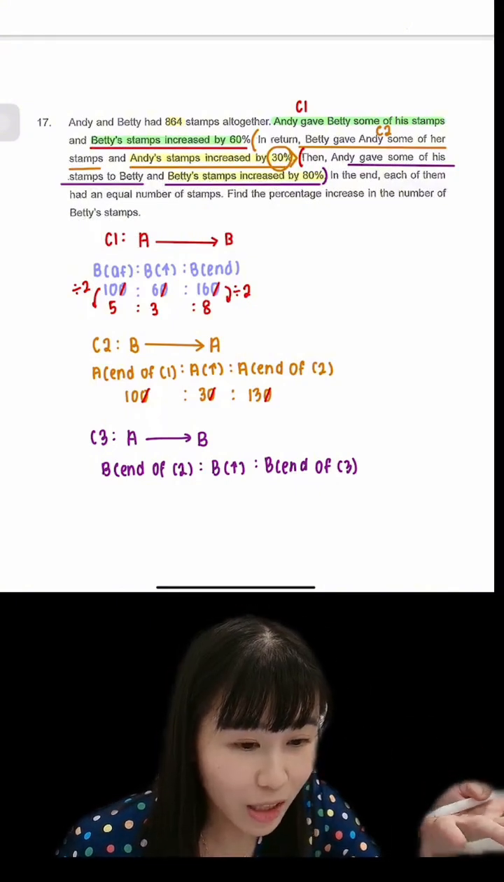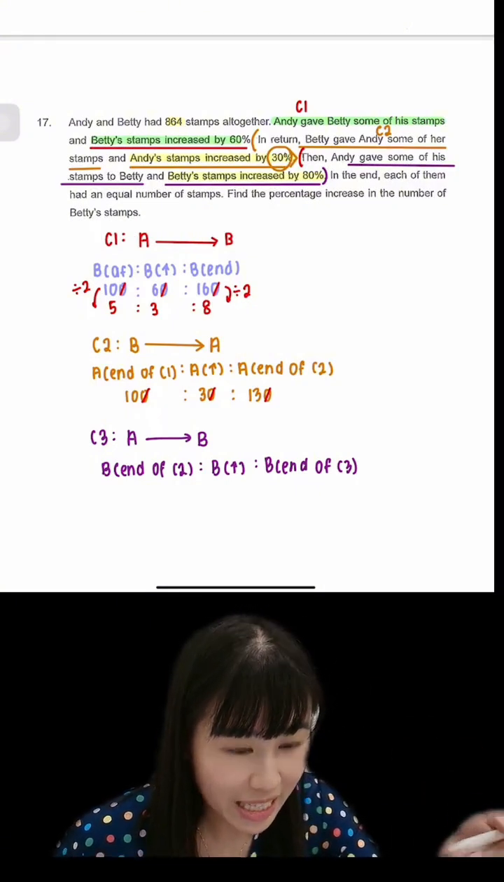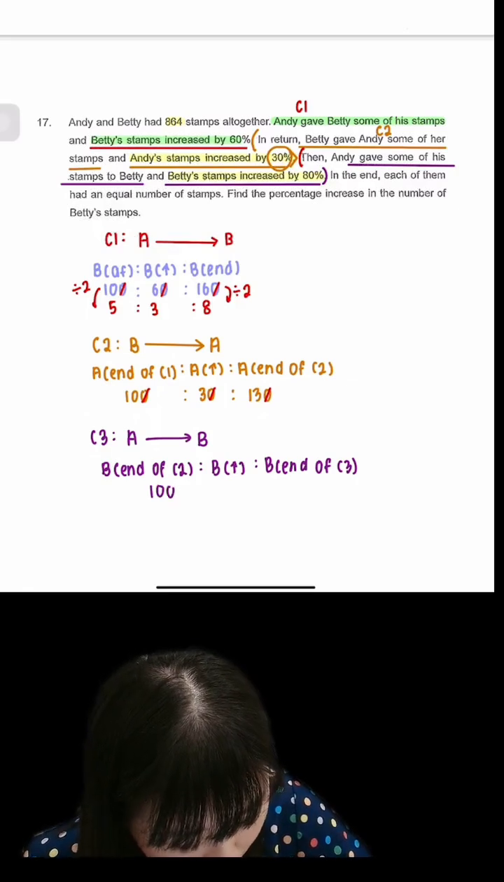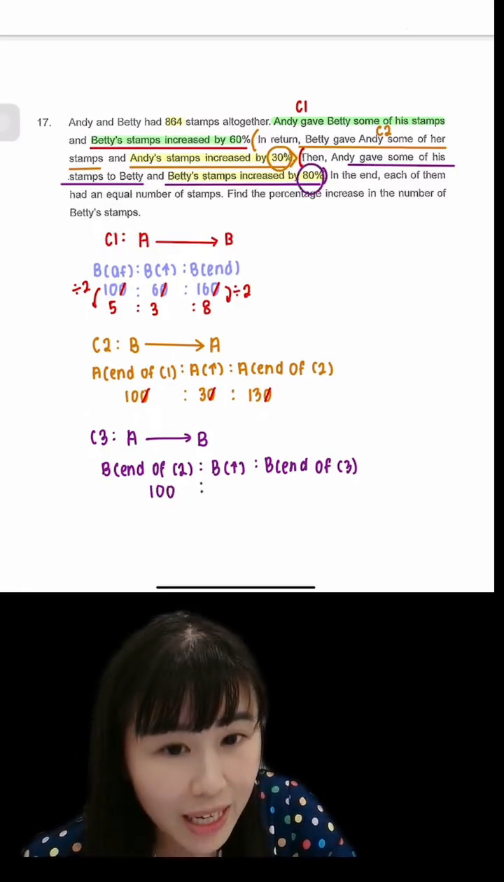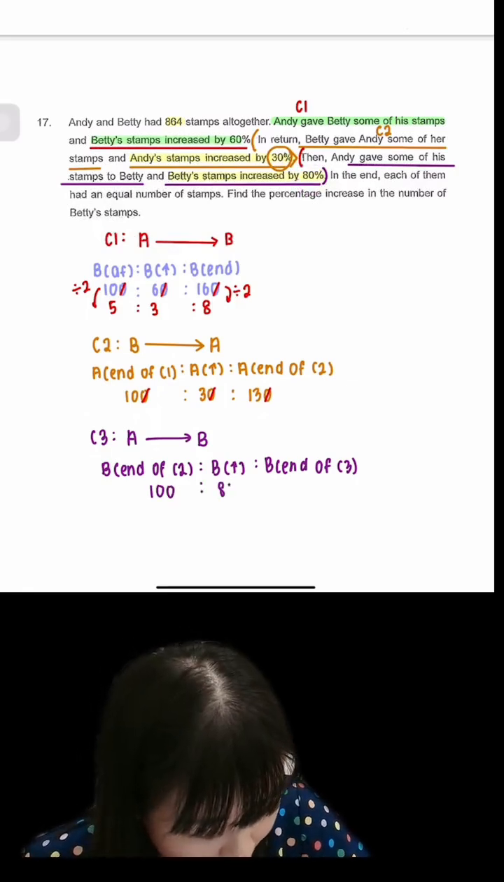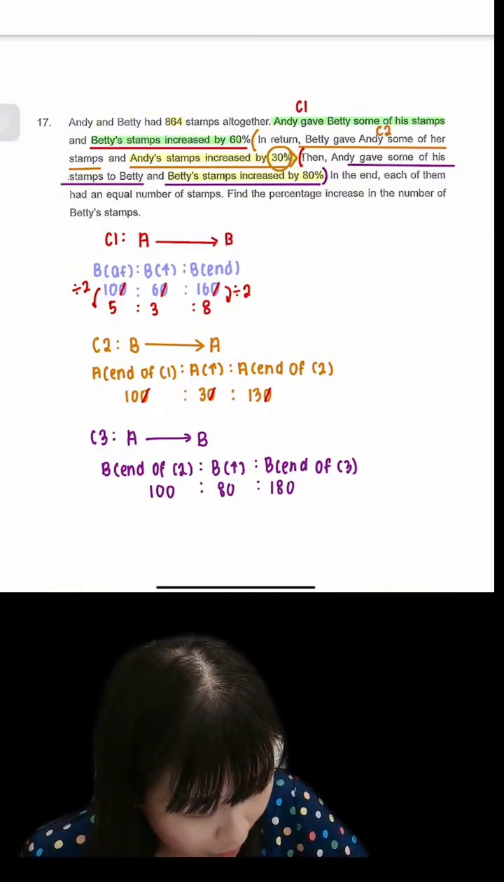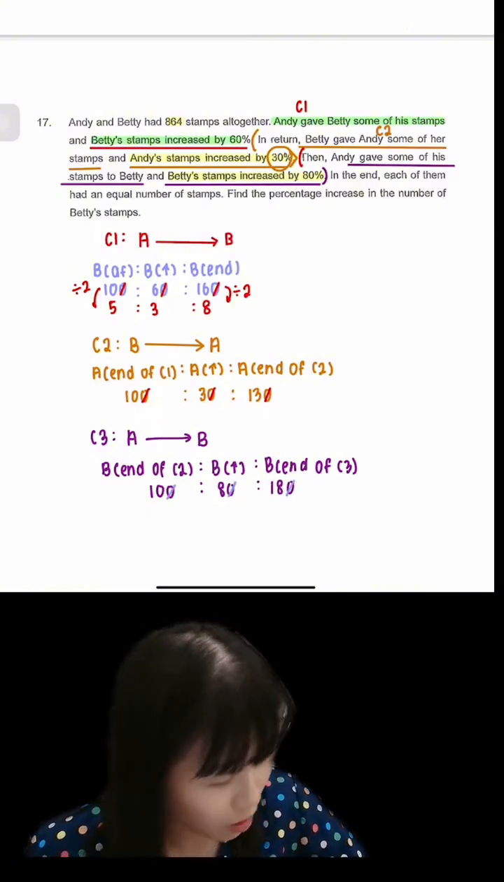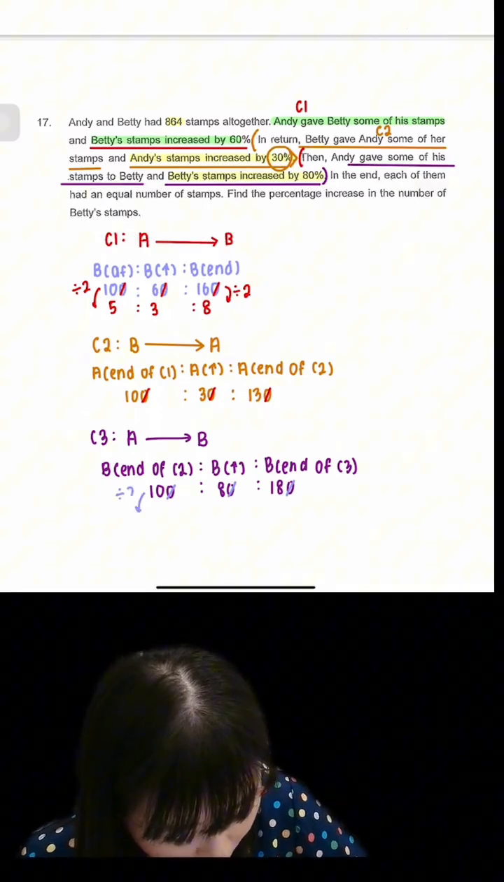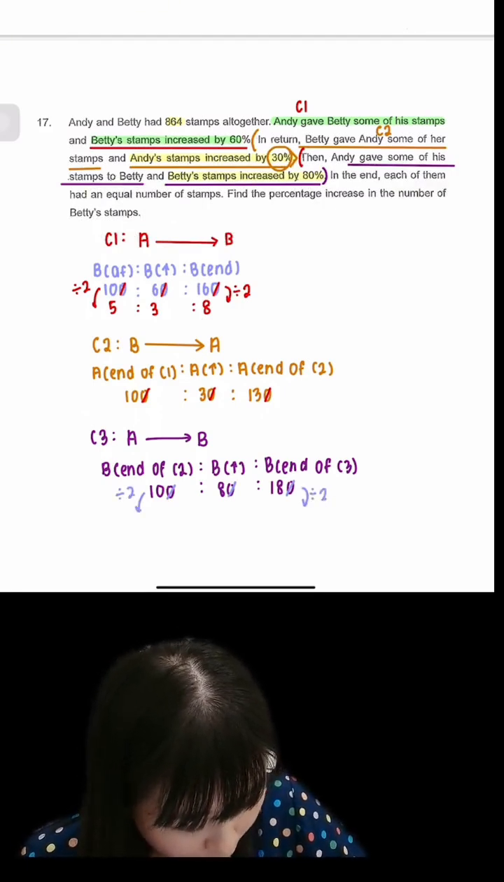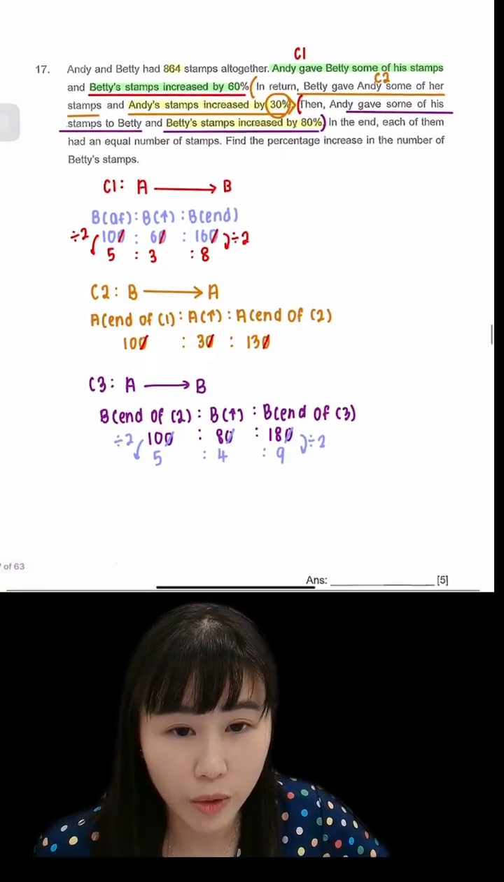Okay, you have to treat it as 100 and then you increase by 80. Then in the end you get 180, correct? Then you simplify again: divide by 10, divide by 10, divide by 10. Then to make it simplest form again, you divide by 2 throughout. You will get 5 to 4 to 9. Okay, something like that. So we have all this now.